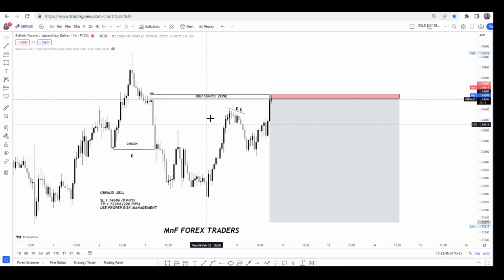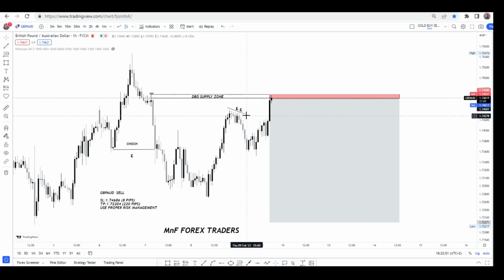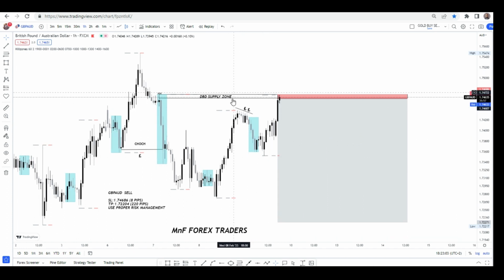So we have a drop base drop, and then we have our drop base drop supply zone right there, and then we have liquidity right here, and then we can see that the market actually took out this liquidity, which was also encompassed by this Asian range right there. You can see that it was taken out, and now the market is in our zone right here, and also this drop base drop is actually in our zone right there.